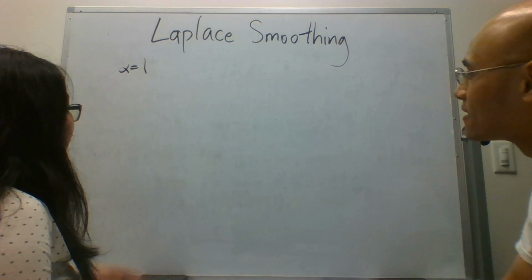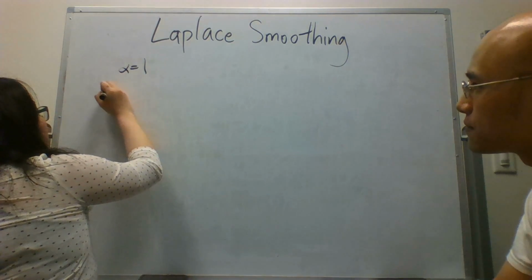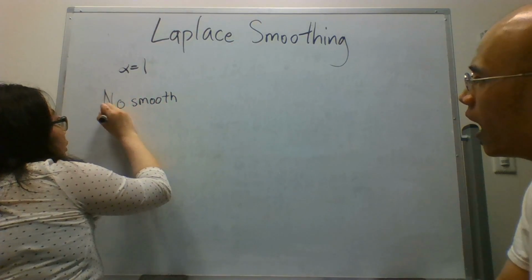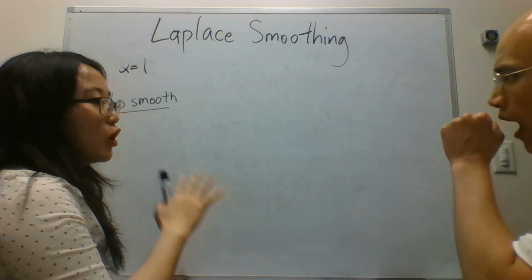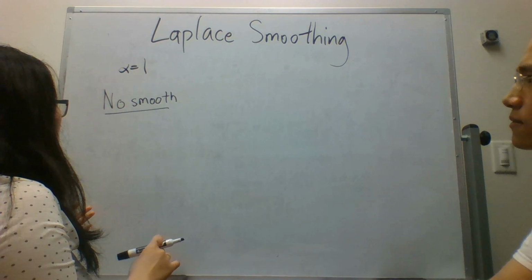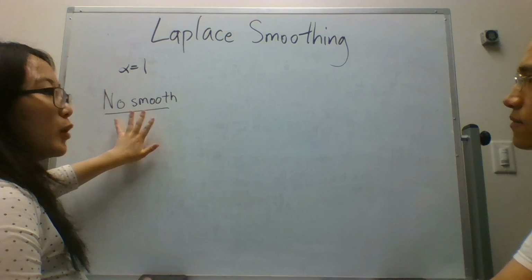Okay, so let's first consider a scenario where we decide not to smooth. Why would we ever consider this? Well, for example, if we believe that our vocabulary is comprehensive enough that we would never encounter a new word, or perhaps we want to treat unfamiliar words a little bit differently, then possibly we can consider this.